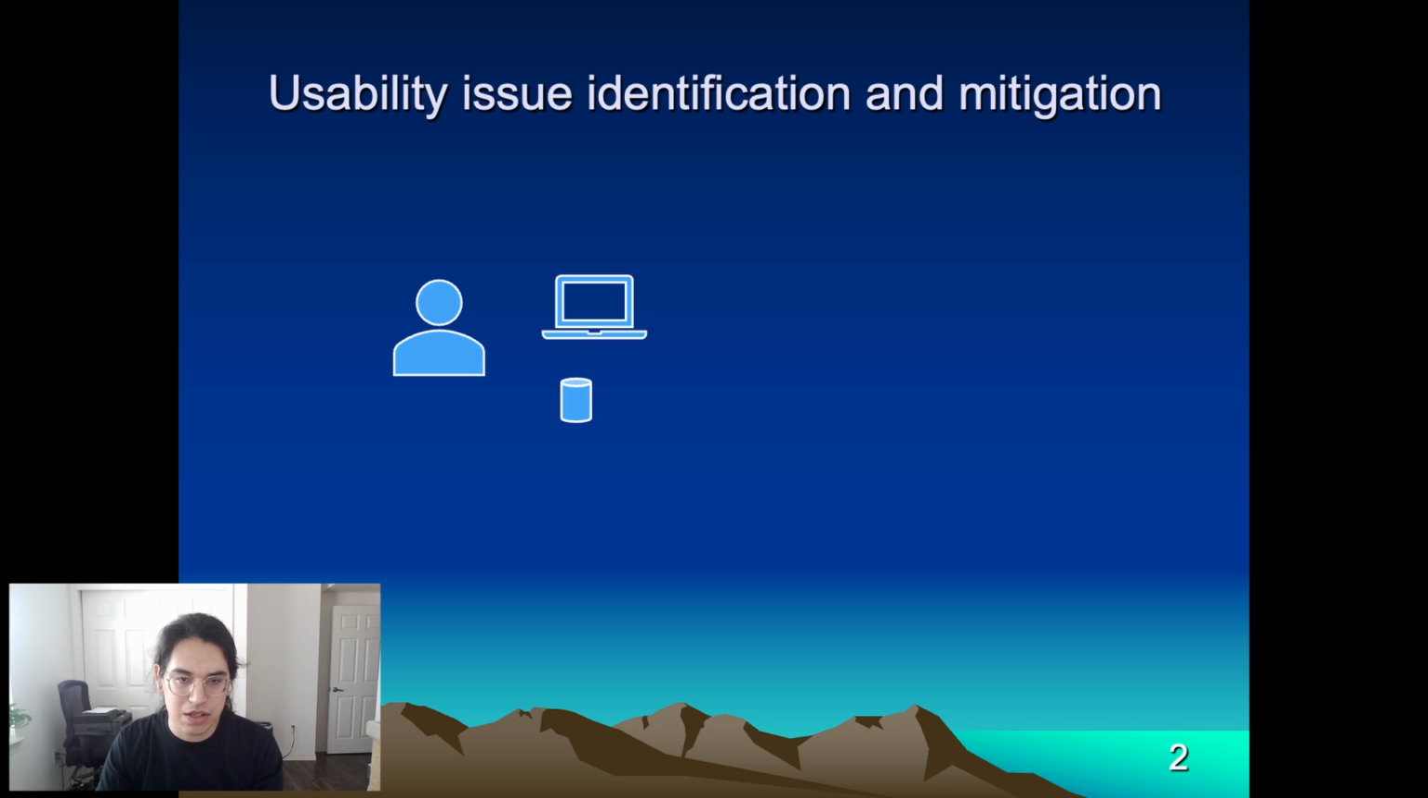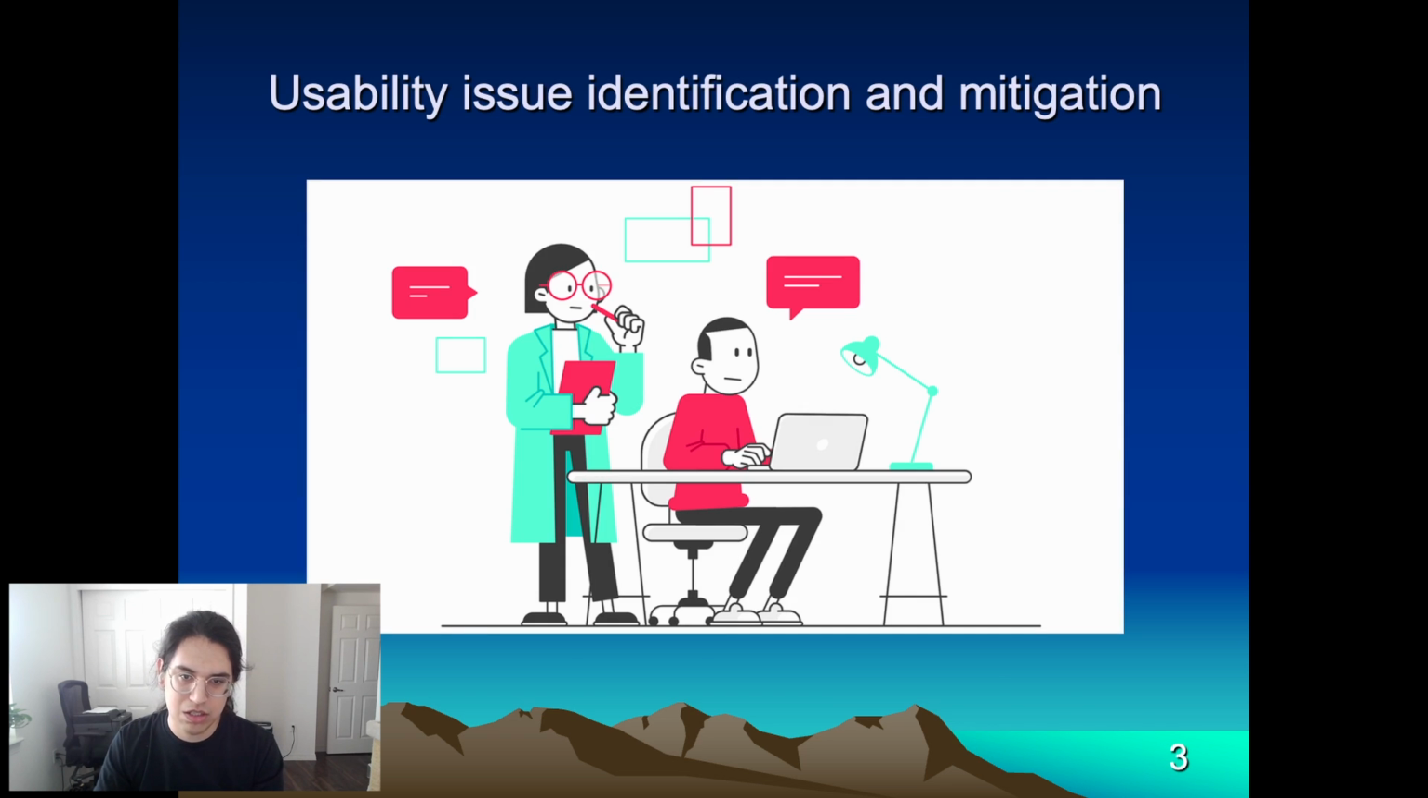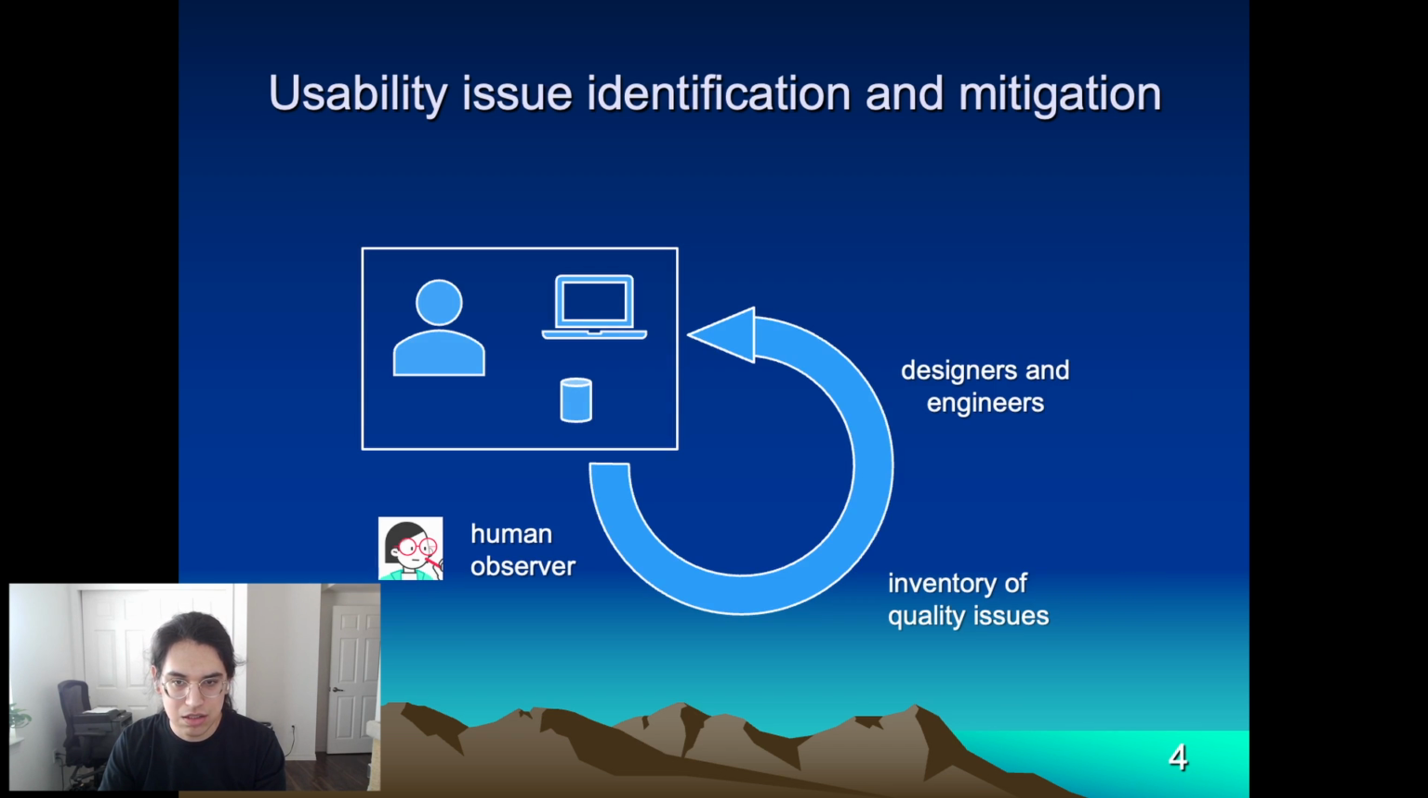How these interfaces are typically improved is you'll have someone making observations as the user interacts with the system. So you have the human watching closely or from afar, taking notes as the user interacts with the system. The process looks like this: the human observer takes their notes, creating an inventory of quality issues. They can then send that to designers and engineers so that they can fix the issue not only for that one user, but for future users as well.